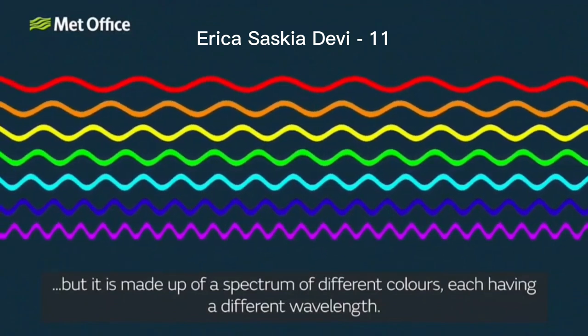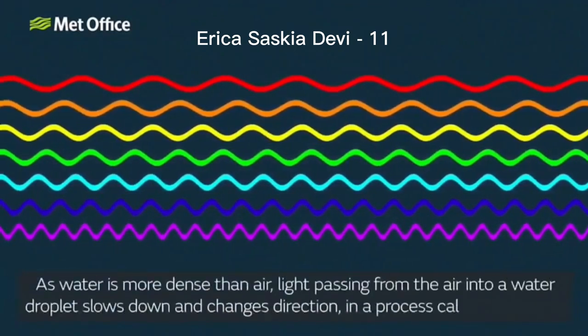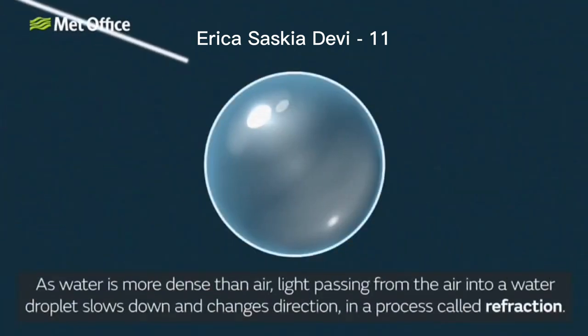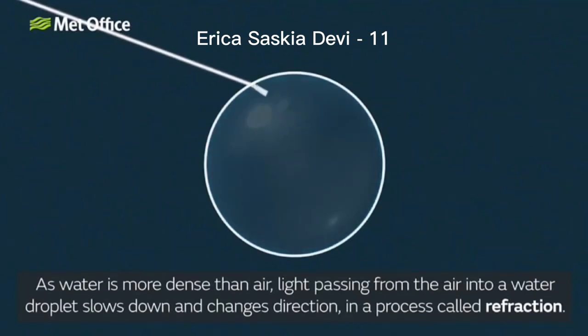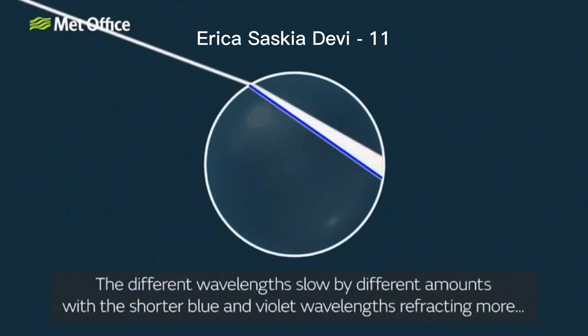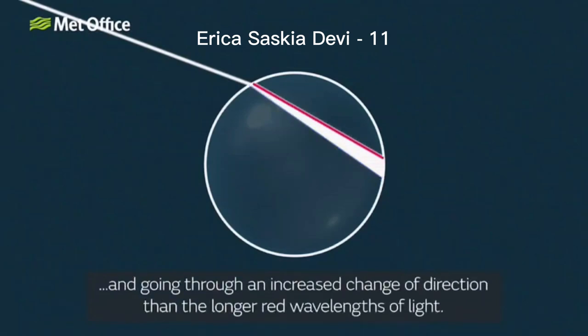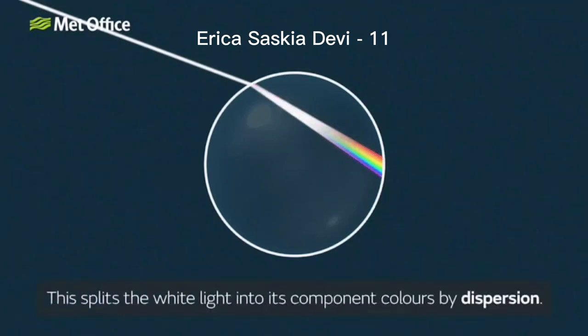a different wavelength. As water is more dense than air, light passing from the air into water droplets slow down and change direction in a process called refraction. The different wavelengths slow by different amounts, with the shorter blue and violet wavelengths refracting more, and going through an increased change of direction than the longer red wavelengths of light. This splits the white light into its component colors by dispersion.